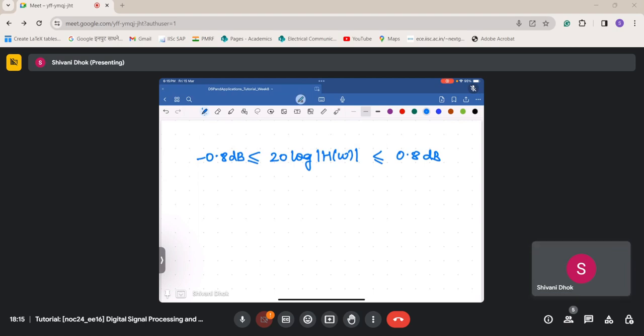Madam, it is attenuation only, no? 0.8 dB. What do you mean by attenuation? In the passband, I don't want any attenuation. I want to pass the signal as it is. But there is some deviation, and it should not exceed 0.8 dB. That's what I am telling.